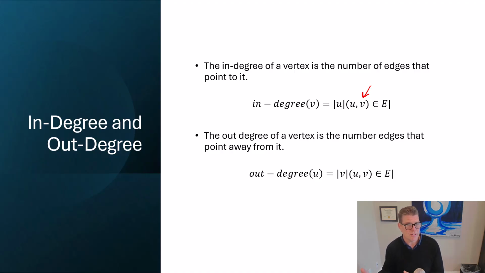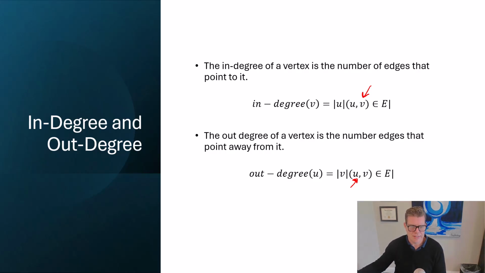The out degree of a vertex is the number of edges that point away from it. For example, the out degree of U is the cardinality of the set of all V's such that (U, V) belongs to E. We set U equal to the vertex and then count up all the different V's that go from U to V.